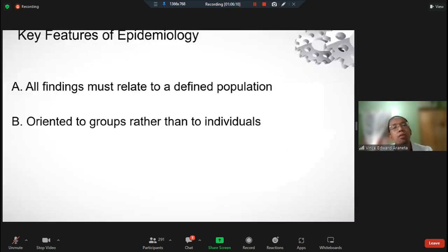For key features of epidemiology, all findings must relate to a defined population and be oriented to groups rather than individuals. Some lecturers would also differentiate community medicine or public health from clinical medicine. These are the main key features, and all other descriptions will just stem from these two key features.